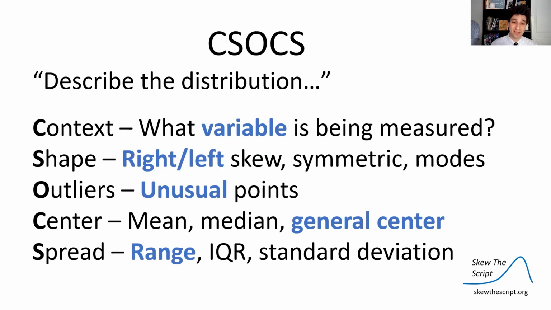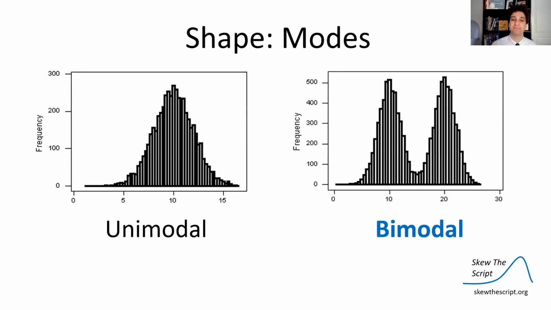Today, we're going to talk about specifically skew and symmetry. Outliers, we're going to talk about the general center. We'll talk about means and medians later. And we'll talk about the range, and we'll talk about other measures of spread later on.